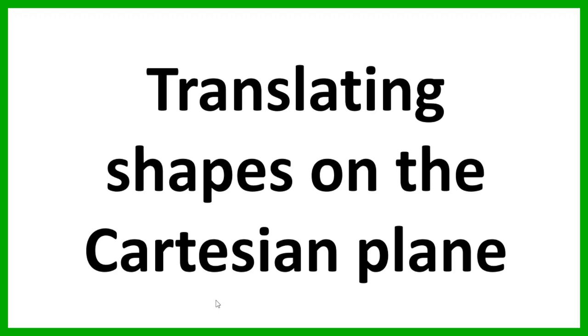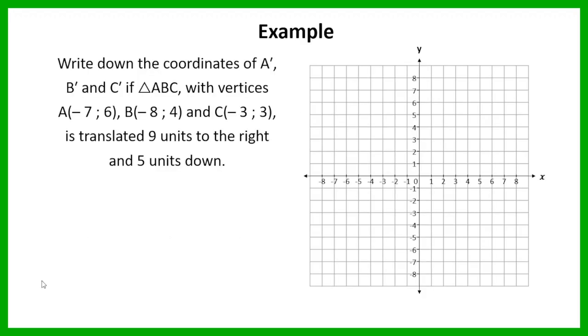We're just going to be doing the same translation to each point in the shape. Okay, so now let's have a look at our first example. Write down the coordinates of A prime, B prime, and C prime if triangle ABC with vertices A, which is minus 7, 6, B, which is minus 8, 4, and C, which is minus 3, 3, is translated 9 units to the right and 5 units down.